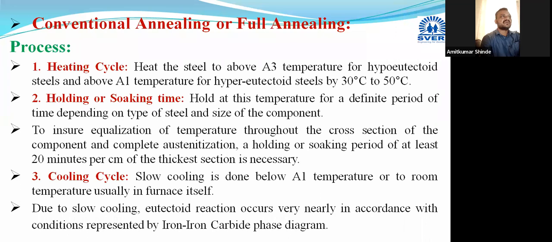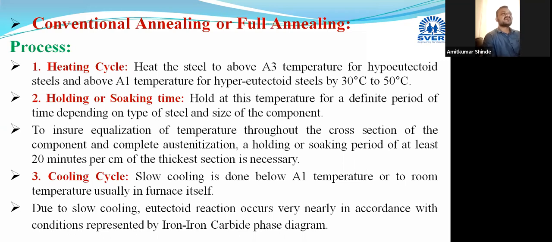Now this is how the conventional annealing or full annealing is actually conducted. It consists of 3 cycles. First is the heating cycle. All heat treatment processes will consist of these 3 stages, compulsorily: heating cycle, holding time or soaking time, and cooling cycle.